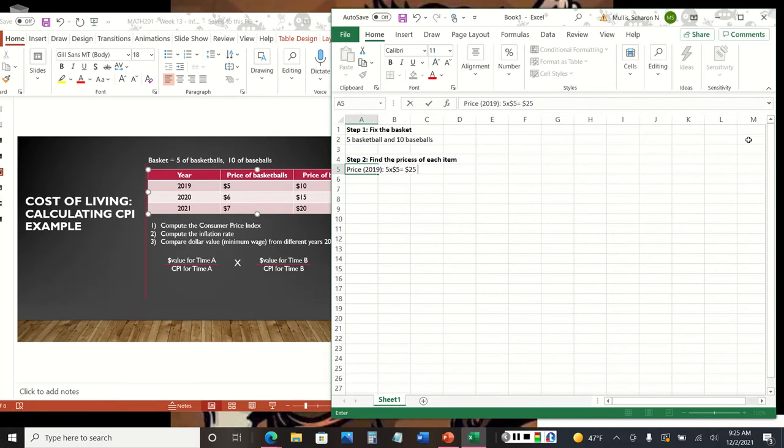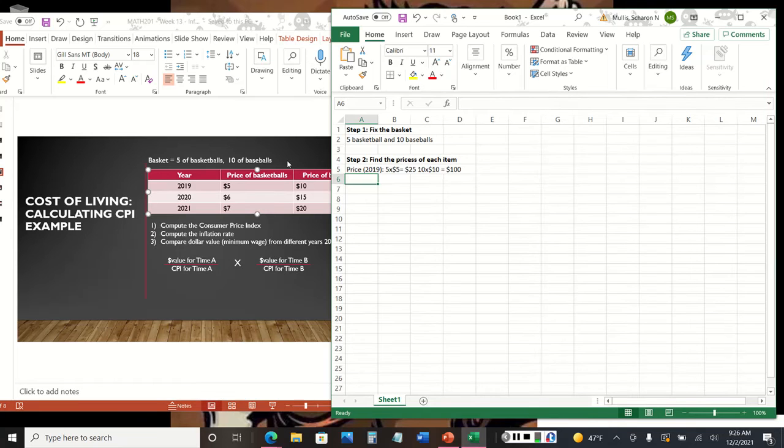So that's the basketballs. And then for the baseballs, we'll just put it right beside it. We have 10 baseballs, and this is a little unrealistic that basketballs are cheaper than baseballs, but we'll just say that the demand is high and supply is low for the baseball. So we have $10 per baseball, so we know that that is $100. So that's the price of each item.